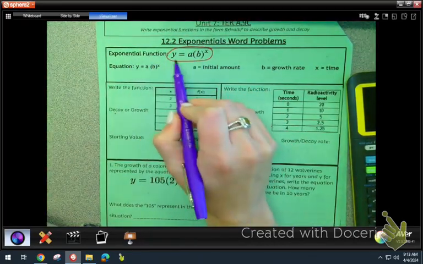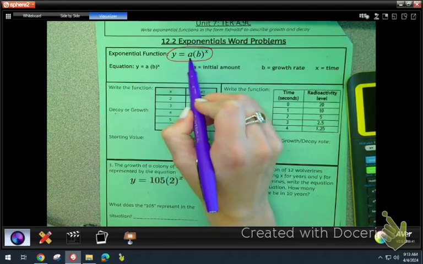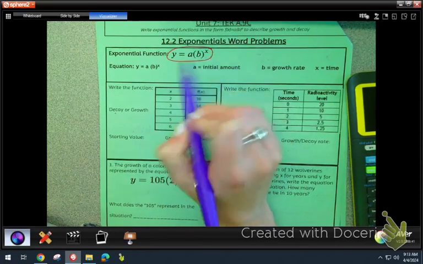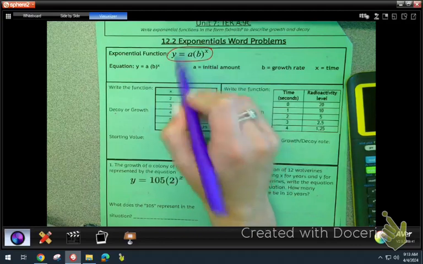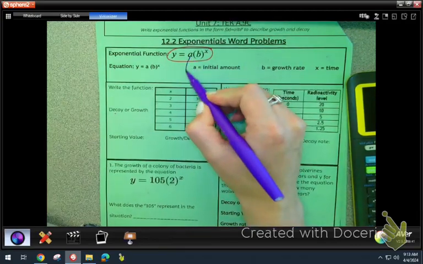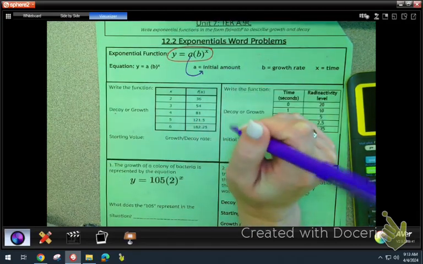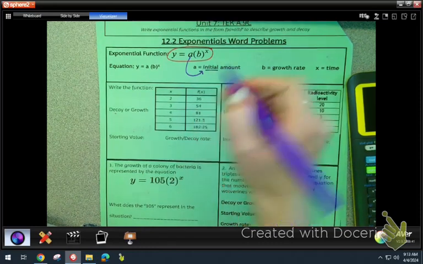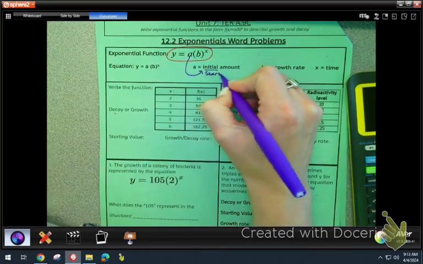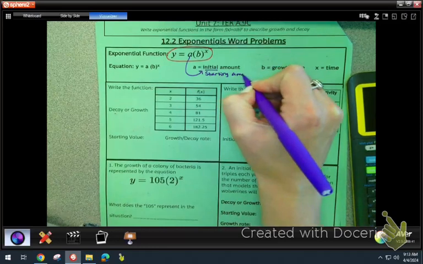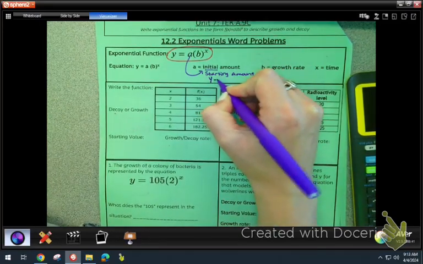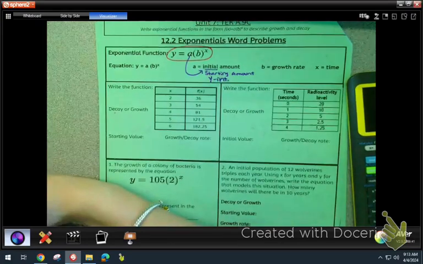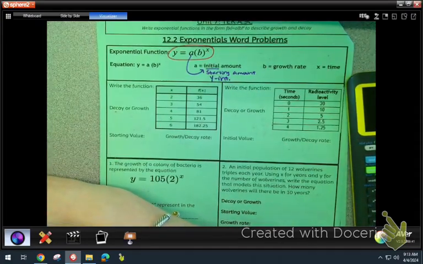So I want you to look up at the top, okay? Exponential functions are in this form: a times b to the x. This will help with the word problems if you know about these. Your a value, the number in front that is not attached to the exponent, is your initial amount, also known as starting amount, also known as what? Initial value, yes. Your y-intercept. As long as the horizontal asymptote is 0, that number will be your y-intercept.